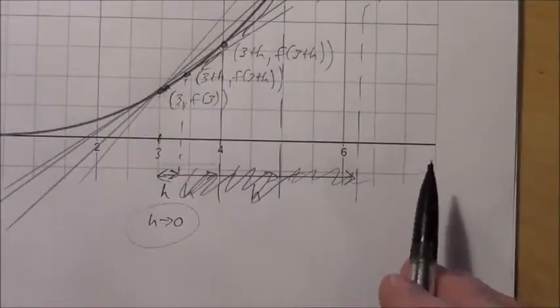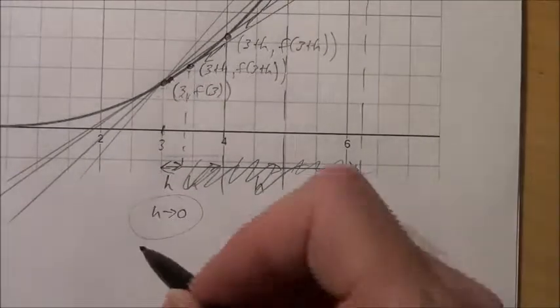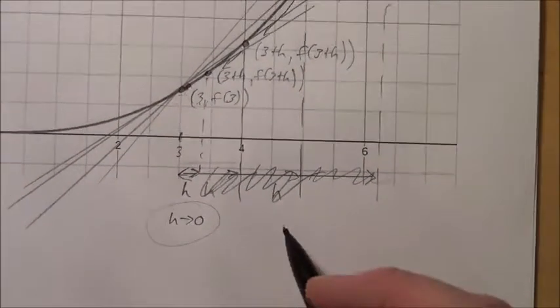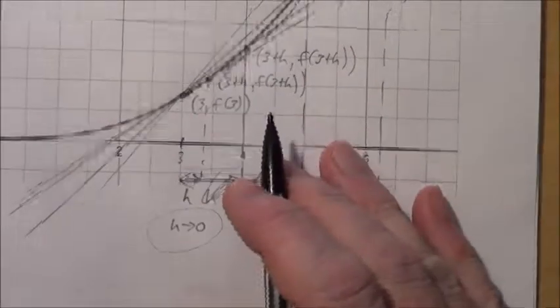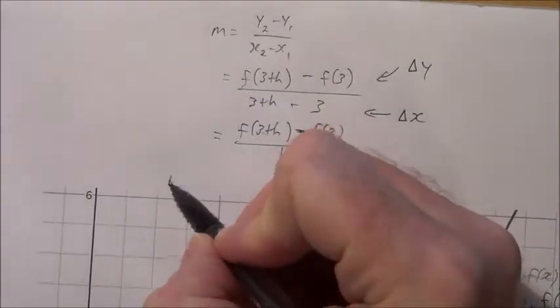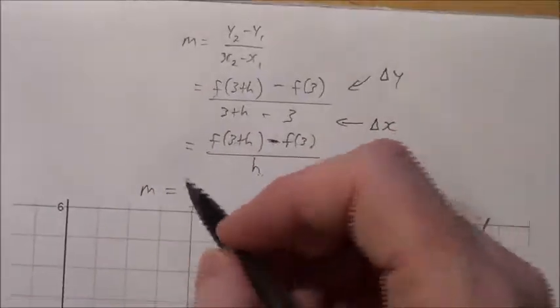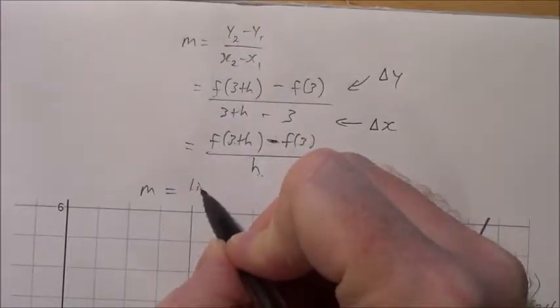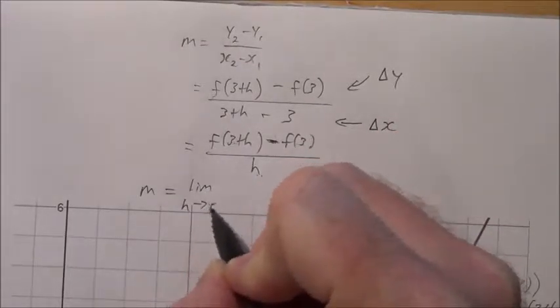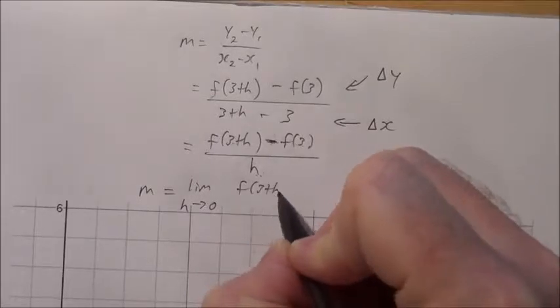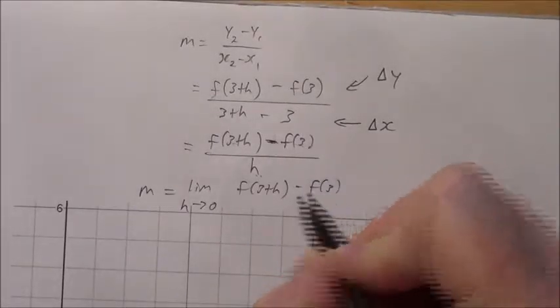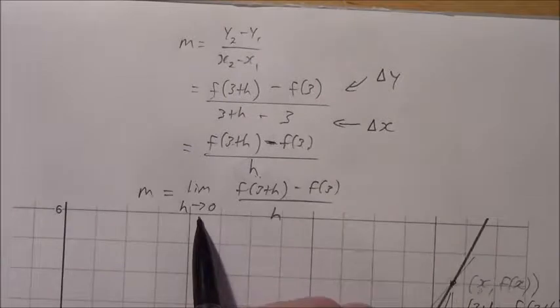So here comes our talk about limits. We talked about limits in the past couple of lessons. Now we're going to be looking at this gradient, which is the average rate of change, because we're using the 2 points and we're finding the average. The gradient is going to be the limit of f of 3 plus h minus f of 3 all over h as h approaches 0.